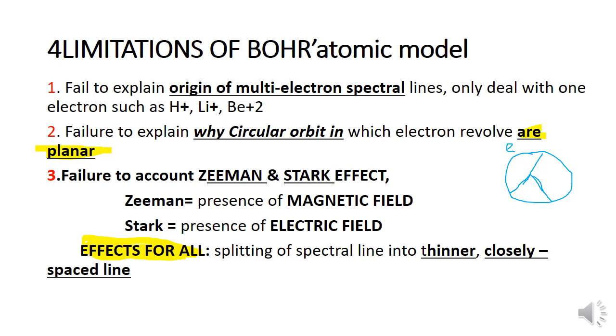The third one, failure to account for the Zeeman and Stark effect. Here Zeeman is a person and Stark is a person. Here Zeeman used the magnetic field, and Stark used the electric field.